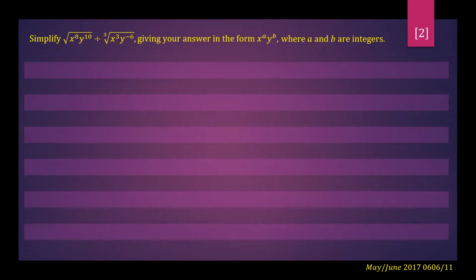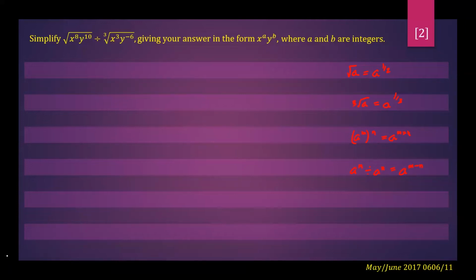The first thing we should do is write down some useful index laws that we can use to solve this problem. The first one is the square root of a can be written as a to the power 1/2. The cube root of a can be written as a to the power 1/3. A to the power m raised to the nth power can be written as a to the power m times n. And a to the power m divided by a to the power n can be written as a to the power m minus n, where we subtract the powers.